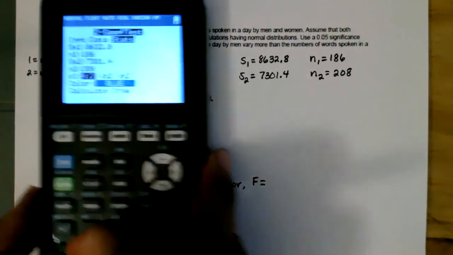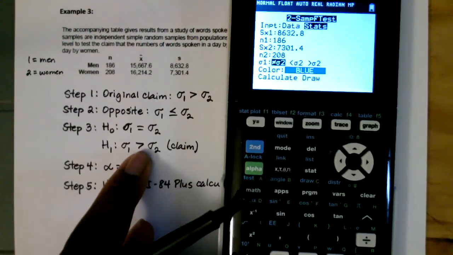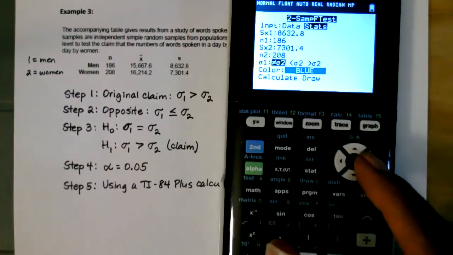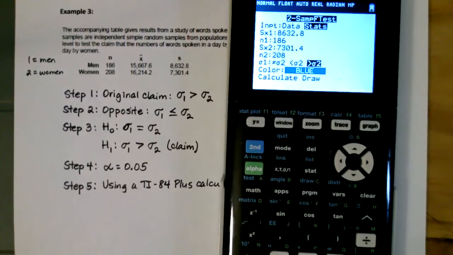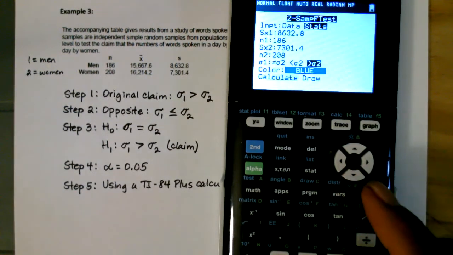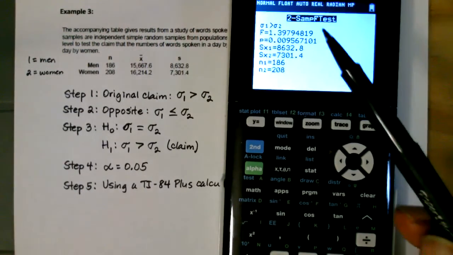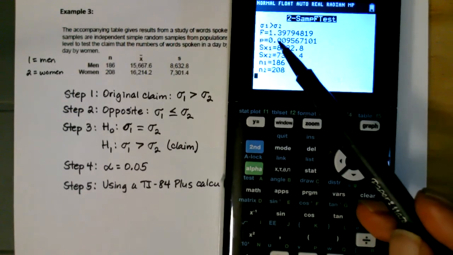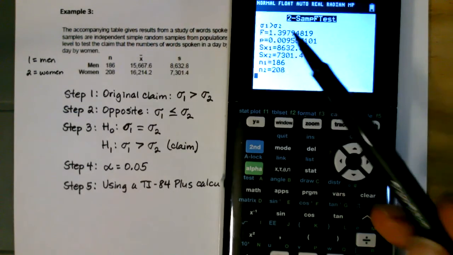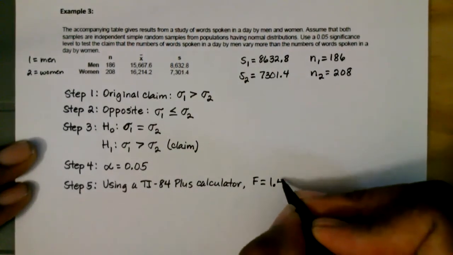Now this time, let's look at our alternative hypothesis. It says greater than, okay? So to highlight greater than, we use our right arrow key to put the cursor on top of greater than sigma 2. Press enter, because that needs to be highlighted. And then use your down arrow key to go all the way down to Calculate. Press enter. So now we know what our F-test statistic is. To two decimal places, this will be 1.40 as your F-test statistic.